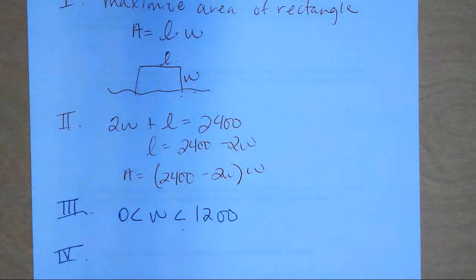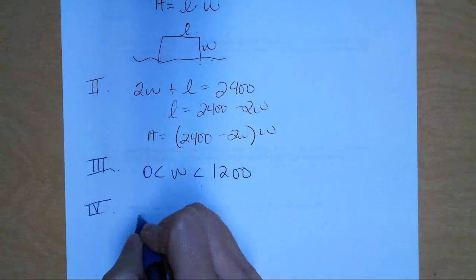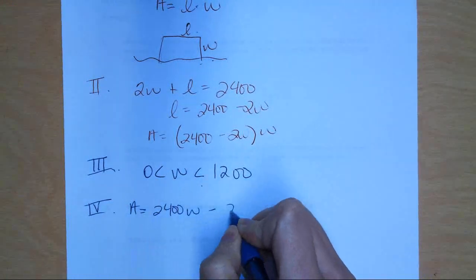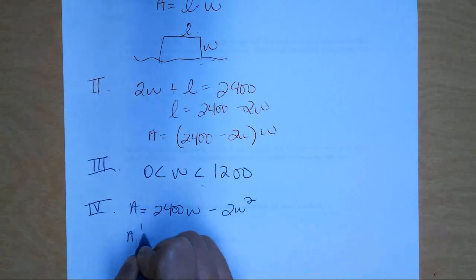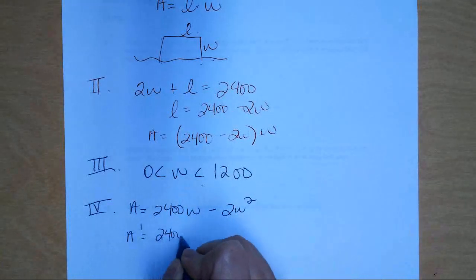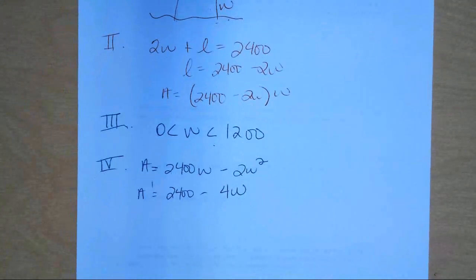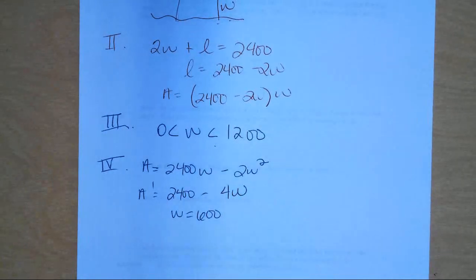Step 4 says find the critical numbers. So this is where I am going to simplify. A is equal to 2,400W minus 2W squared. A prime is equal to 2,400 minus 4W. What's my critical number? 600. Okay. Now I'm going to use the second derivative test here just because it's easy.